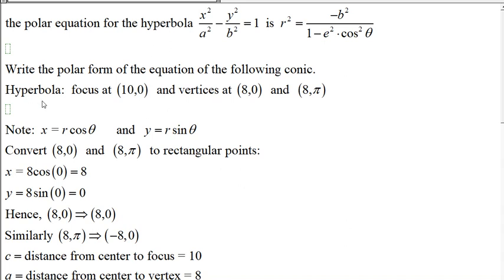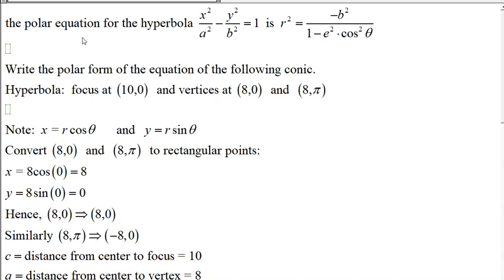And now suppose we have a hyperbola with the focus at the point (10, 0), and the vertices are at the polar points (8, 0) and (8, pi). What we want to do is write the polar form of the equation of this hyperbola.